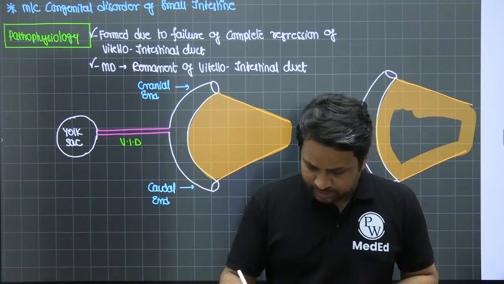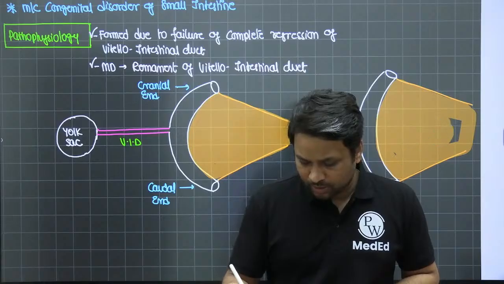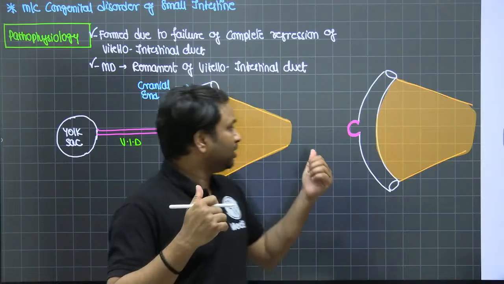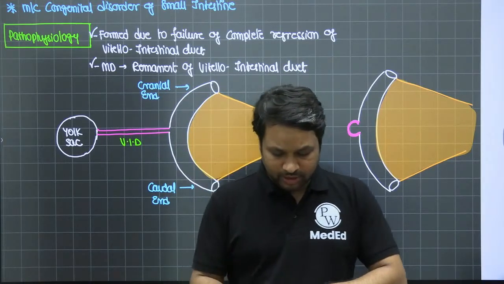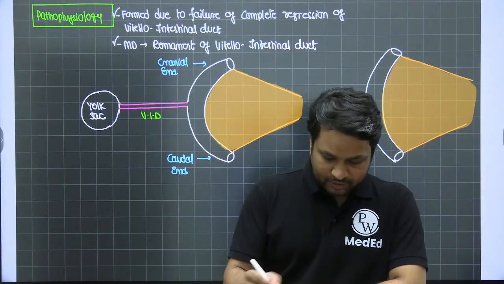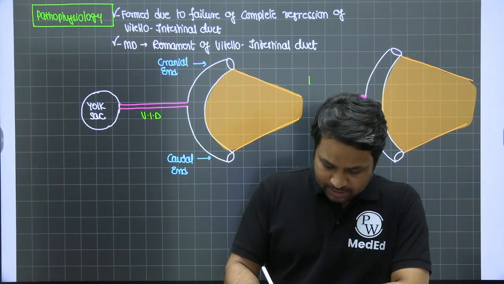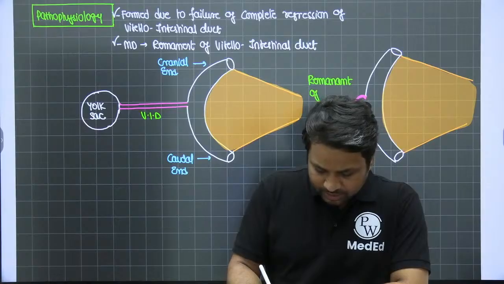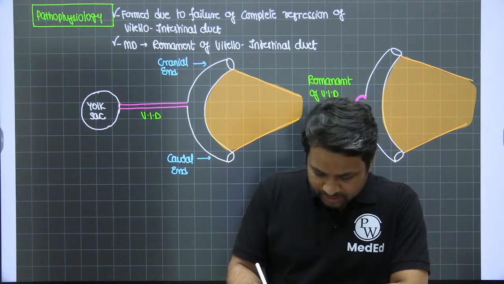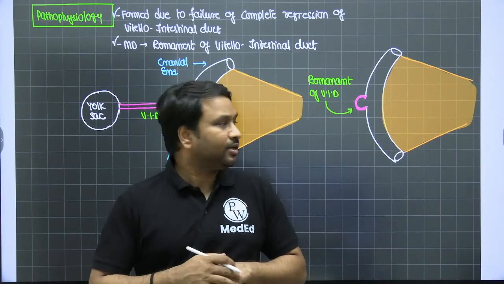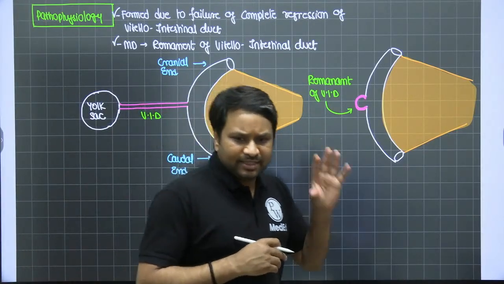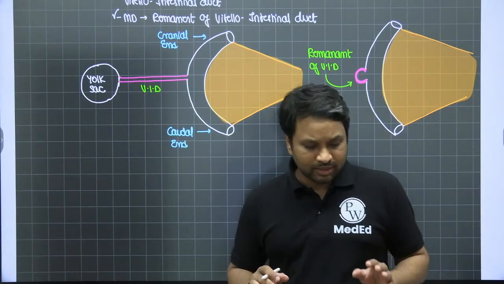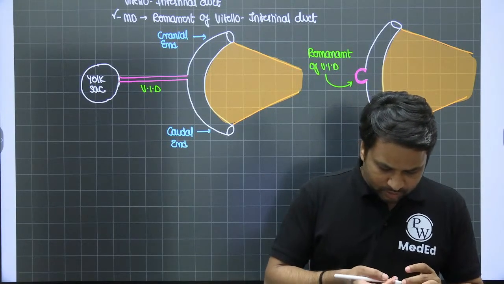It is left behind like an outpouching, and this component which is left behind like an outpouching is what we call Meckel's diverticulum. So I can simply say it is a remnant. It is the remnant of the vitelo-intestinal duct, and this remnant of the vitelo-intestinal duct is what we call Meckel's diverticulum. This is what we call the Meckel's diverticulum, right?